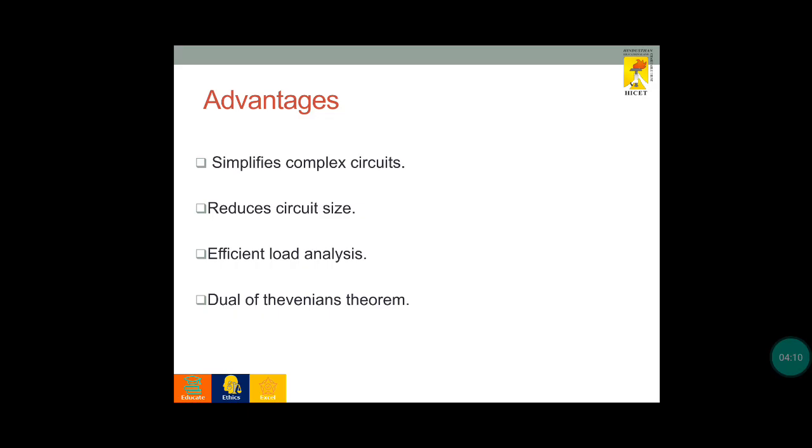Advantages: this theorem can be used to make our complex circuits very simple, and this reduces the circuit size also, and efficient load analysis is possible with this theorem. It is nothing but the dual of Thevenin's theorem.